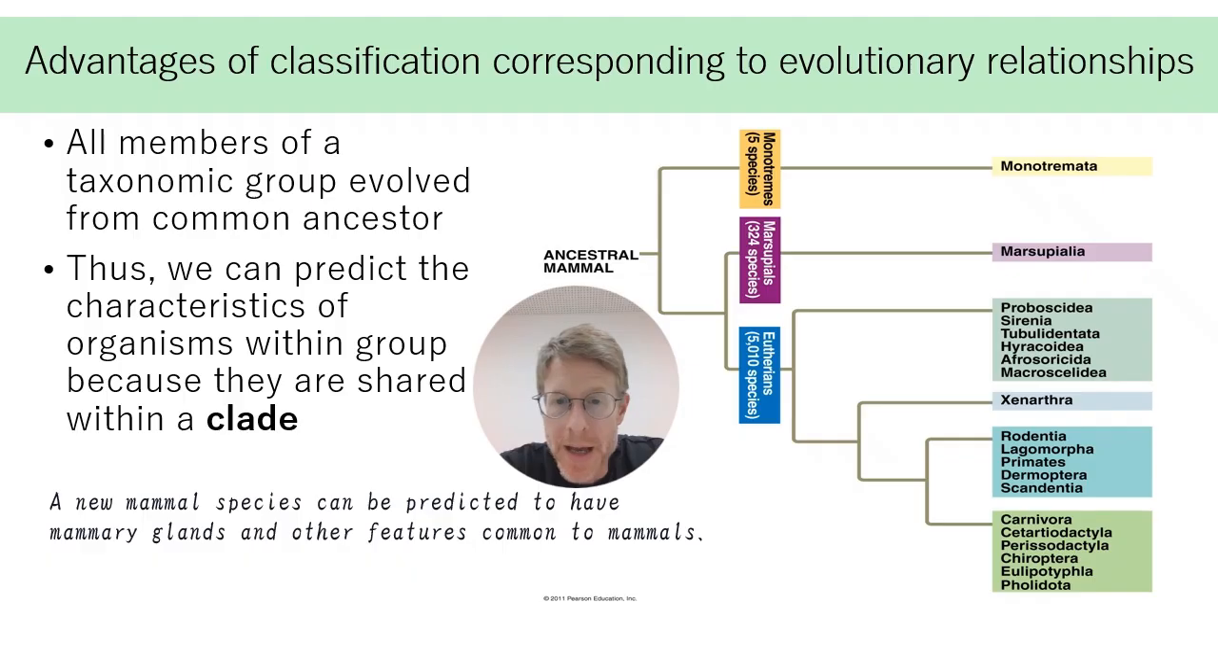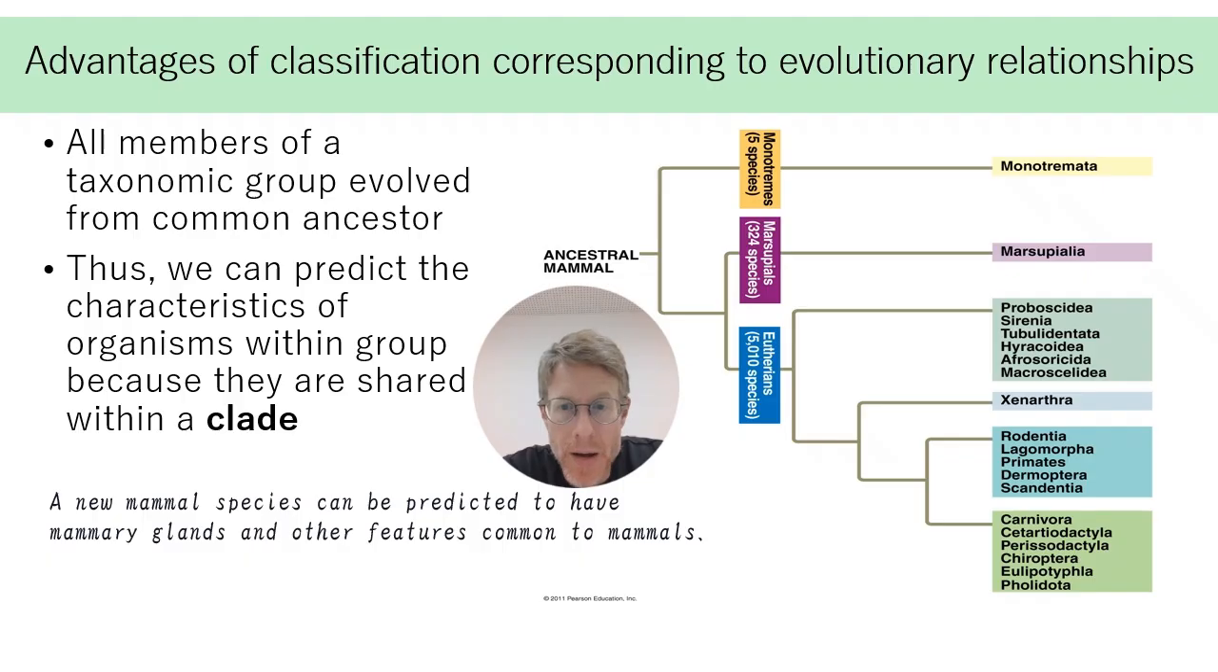So here's an example of a classification based on evolutionary relationships. This is the classification of all mammals. And you can see at the ends of the tree, the tips, there's what, 1, 2, 3, 4, 5, 6 large groups. And then it could be divided further. I guess there's three bigger groups. There's the monotremes, the marsupials, and the eutherians. And then it gets divided up even further.